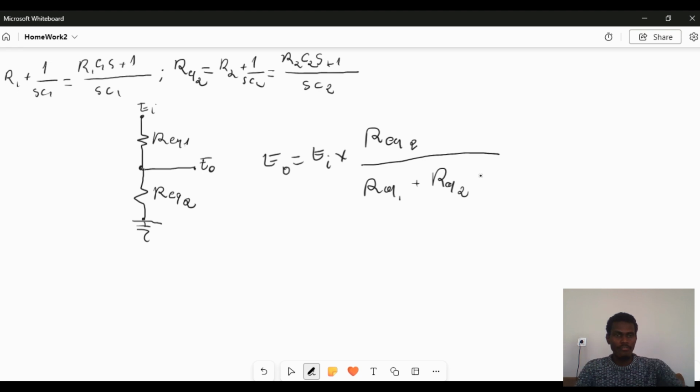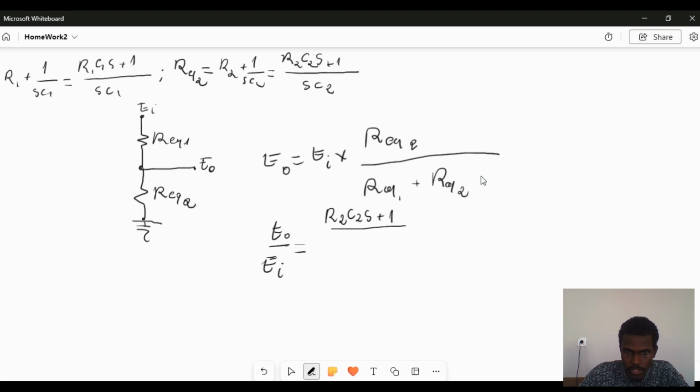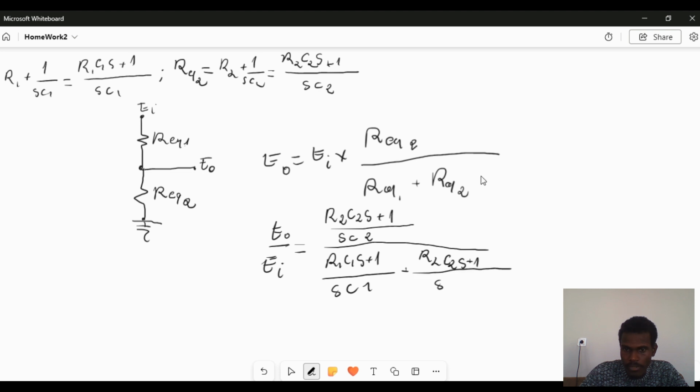As we already have R equivalent 1 and R equivalent 2, we can replace them in the equation, and you can find E output divided by E input is equal to (R2 C2 S plus 1) divided by SC2, over (R1 C1 S plus 1) divided by SC1, plus again (R2 C2 S plus 1) divided by SC2.